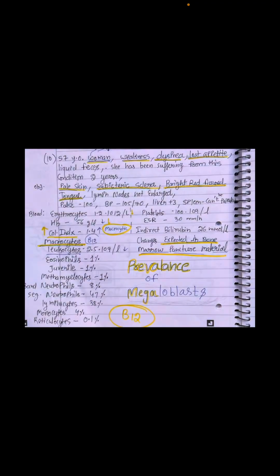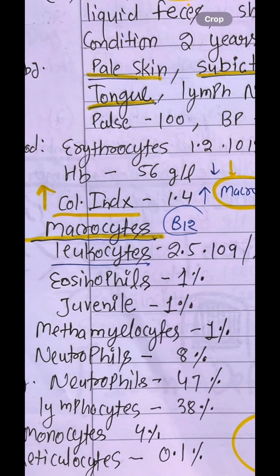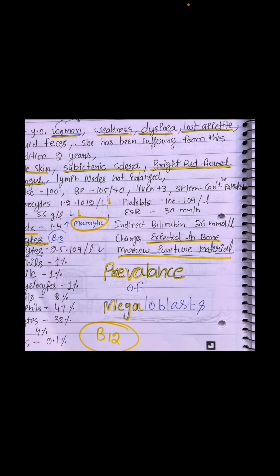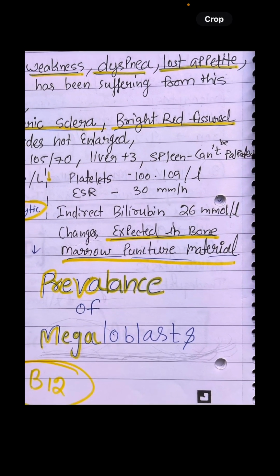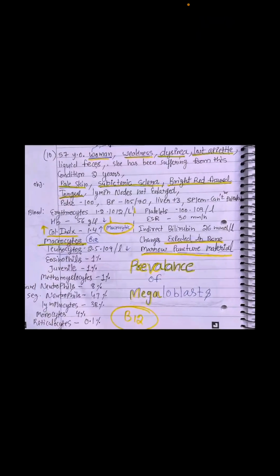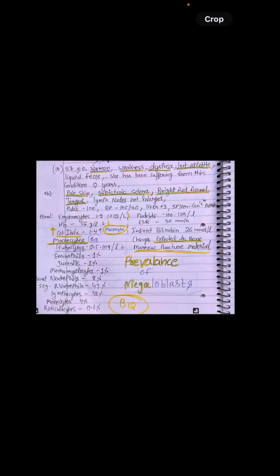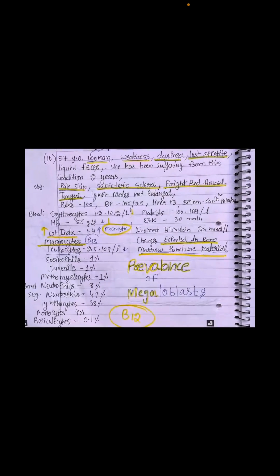Next is also a case where the color index is given as high, which is the case of B12 deficiency anemia, as we know from the previous questions. It is asking what expected changes in the bone marrow function. So when it is B12 deficiency anemia, we will see the prevalence of megaloblasts. So, right, it makes sense.